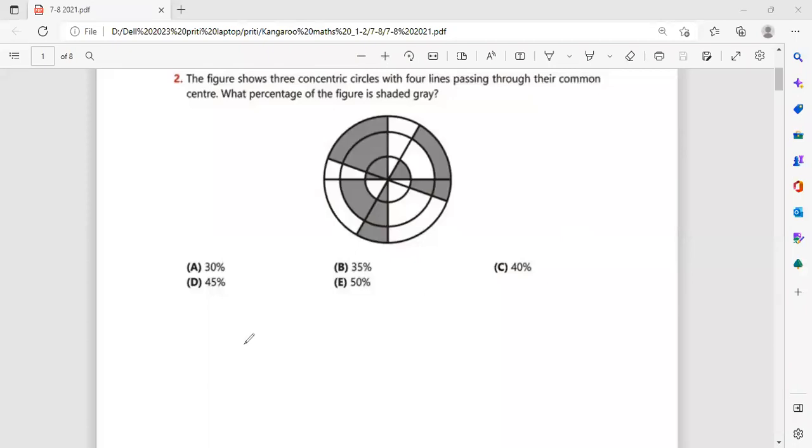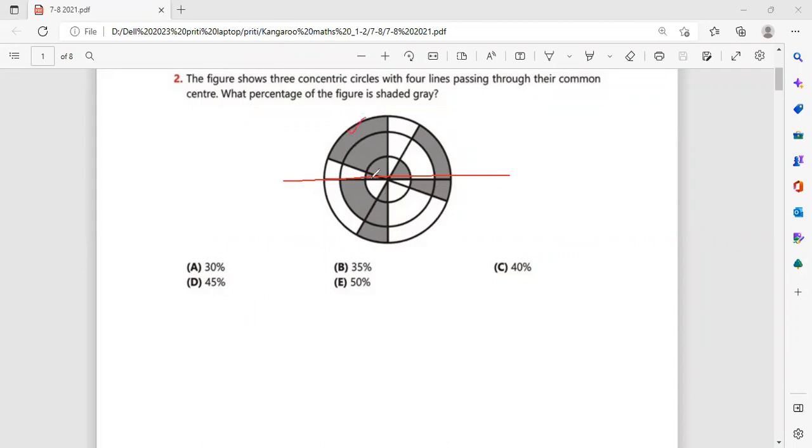Let's go to question number 2. The figure shows 3 concentric circles with 4 lines passing through their common center. What percentage of the figure is shaded gray? Now, if you divide this figure into 2 halves, let's see what figure is shaded.